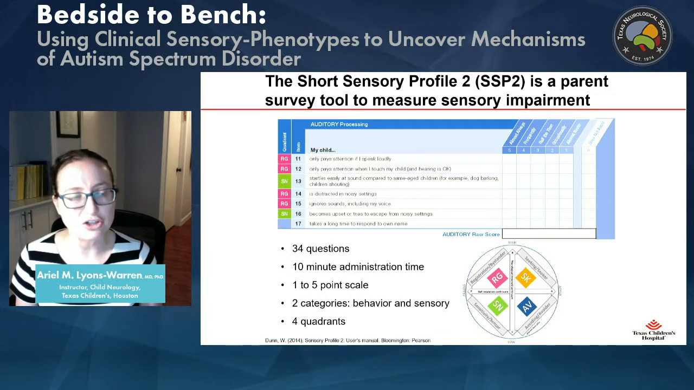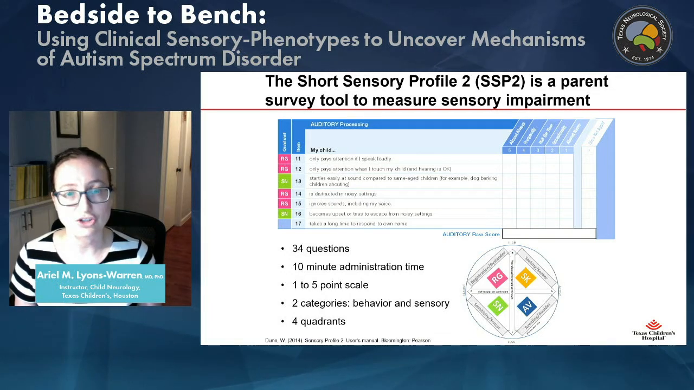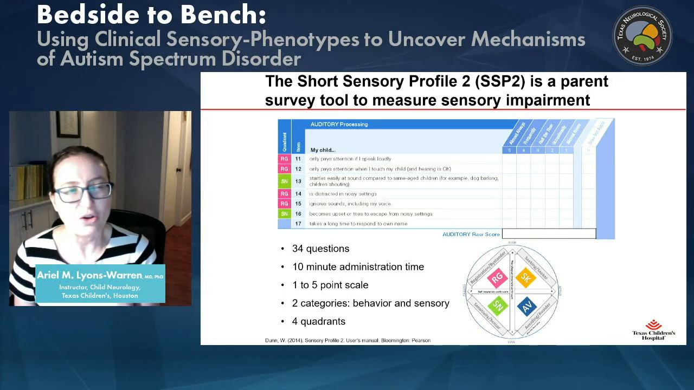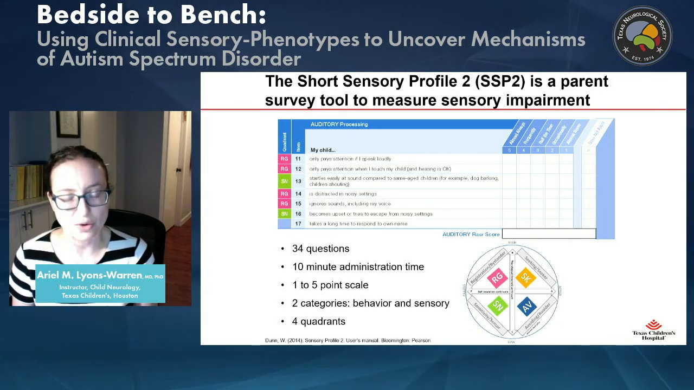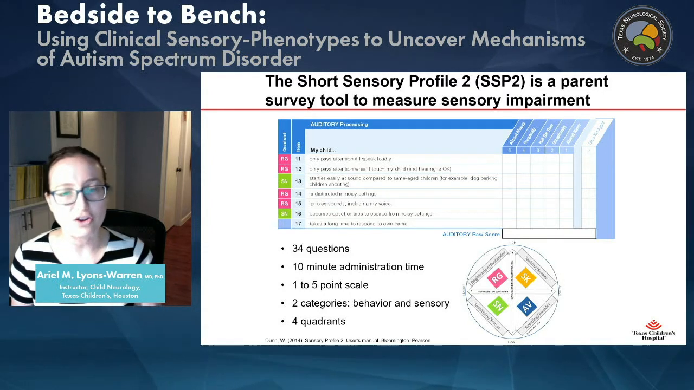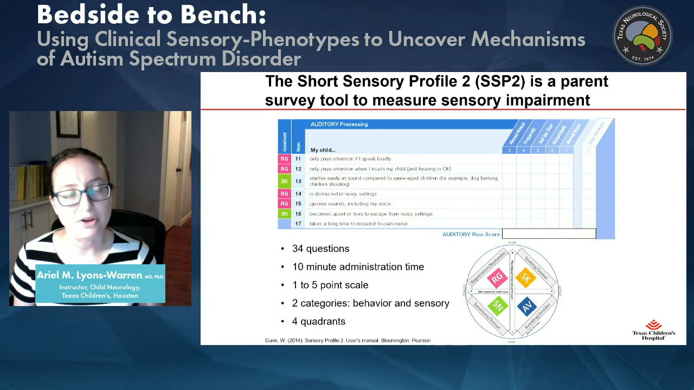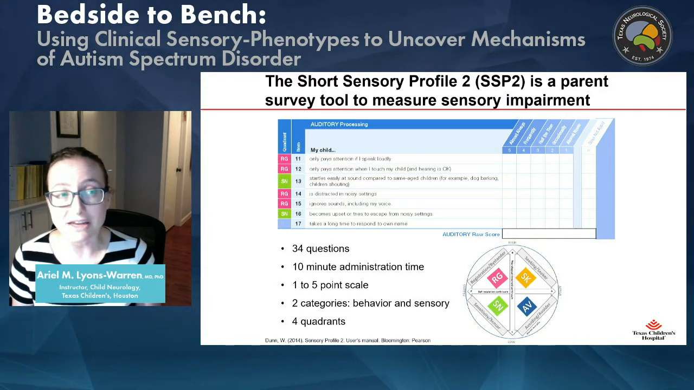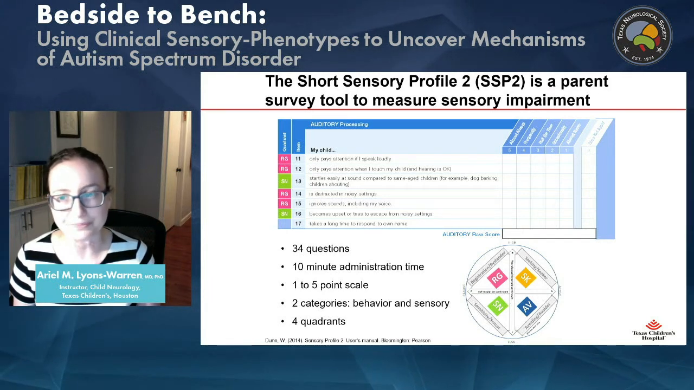Versus registration versus sensitivity. Is your child not aware that things are going on around them, or are they ultra sensitive to even the slightest noise? Where you fall across these quadrants could be very important for understanding the underlying circuit mechanism. Is it a gain control? Is it a registration or encoding problem?